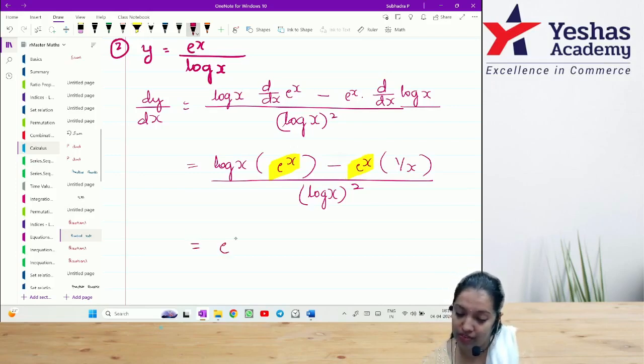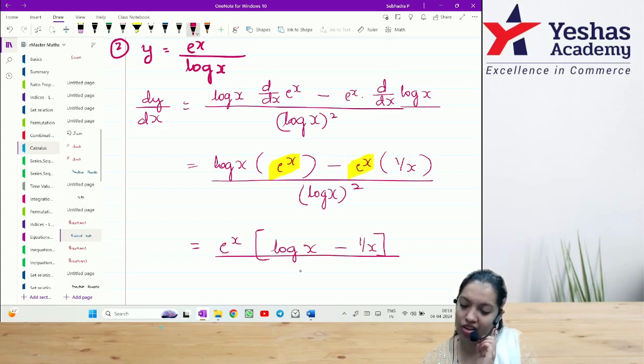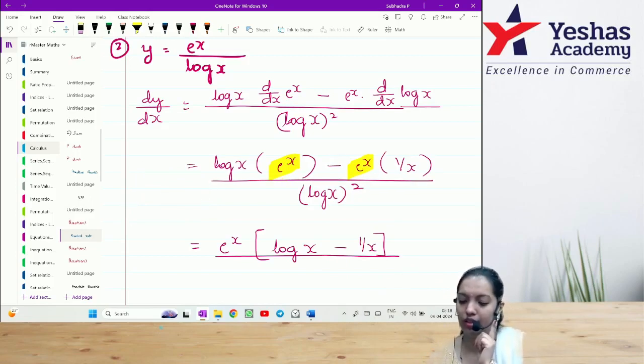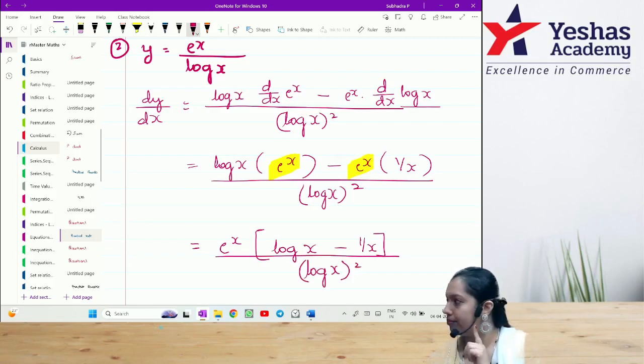So your next step will be, taking e power x common, log x minus what is left out, 1 by x, whole divided by log x whole square. It is not log x square, it is log x the whole square. If it were log x square, you would take this 2 outside, but log x into log x cannot be done here. Log x whole square means log x whole square. You have to leave it as it is. Log x the whole square. That's all.